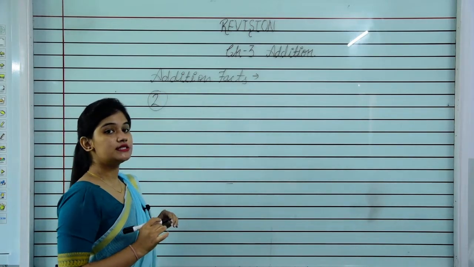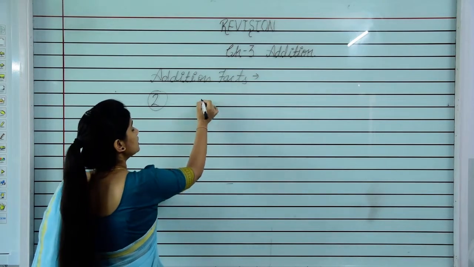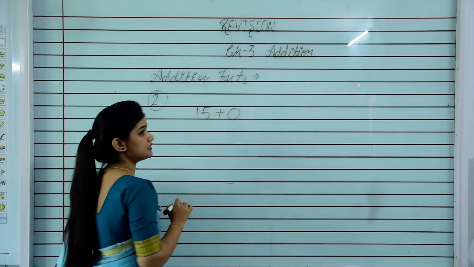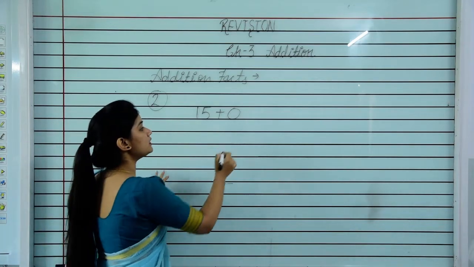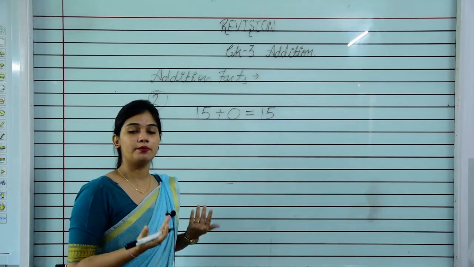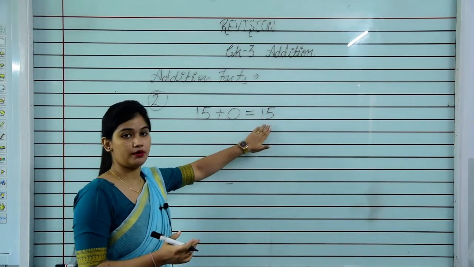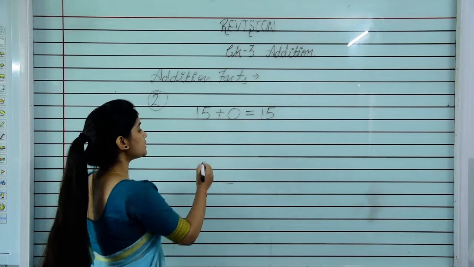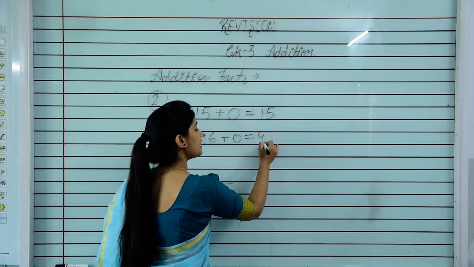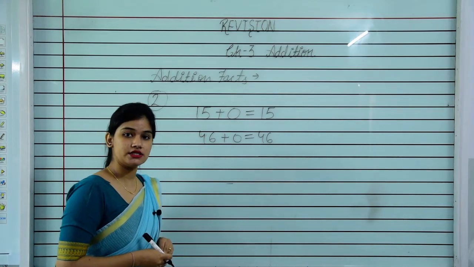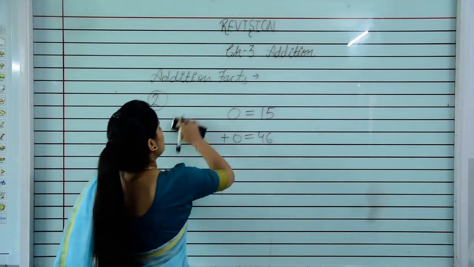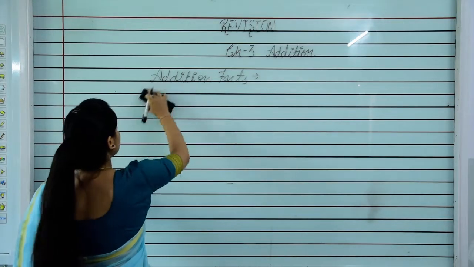if we add 0 to any number, suppose we are adding 15 and 0. So we get the number itself. 0 को आप किसी भी number में add करो, you will get the same number. Understood, students? Suppose I am doing 46 plus 0. Again I get the answer 46. Understood? So this is the second addition fact. Now we are coming to the third one.